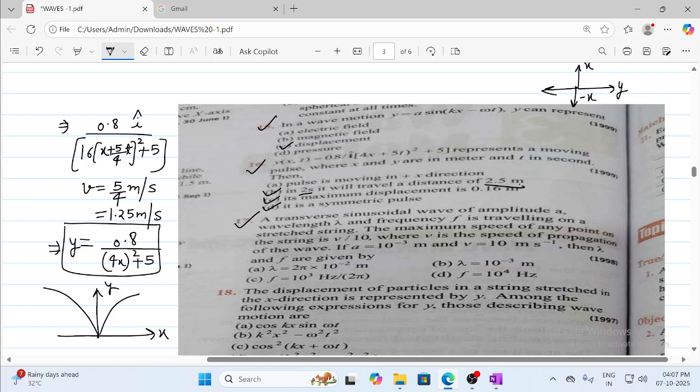Eighteenth is what? Okay, kx plus omega t. First we will check 17. AC.